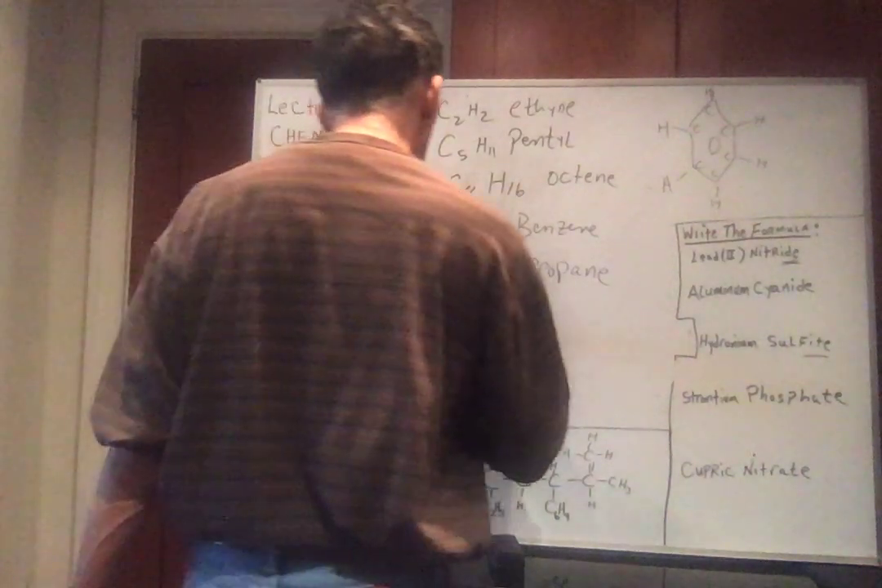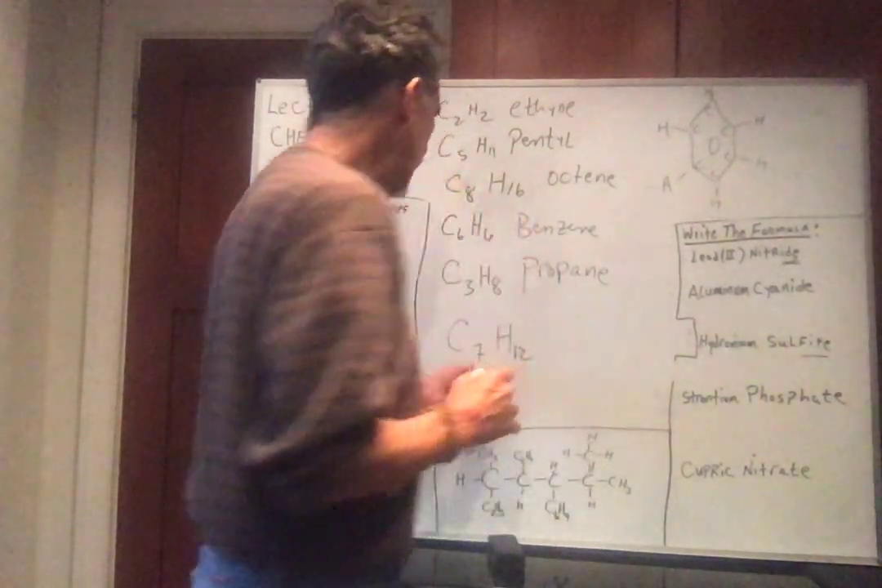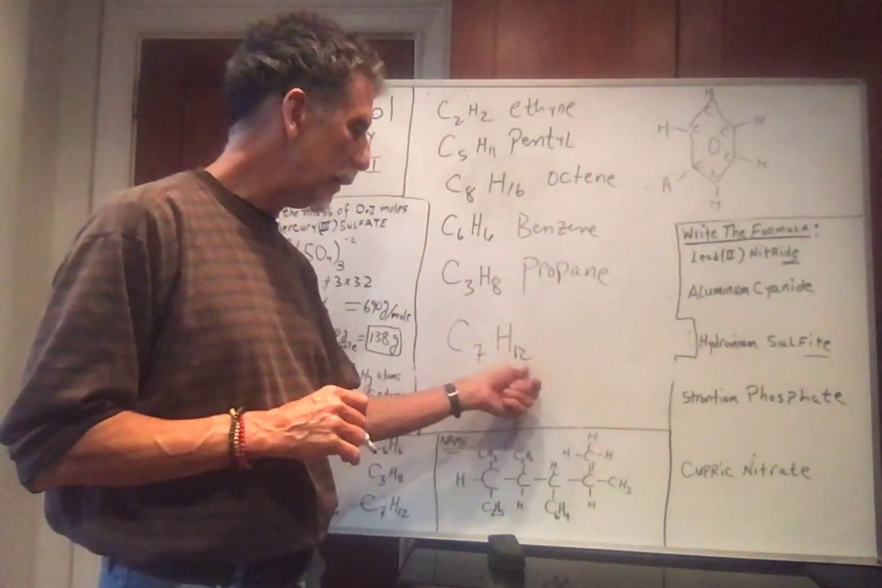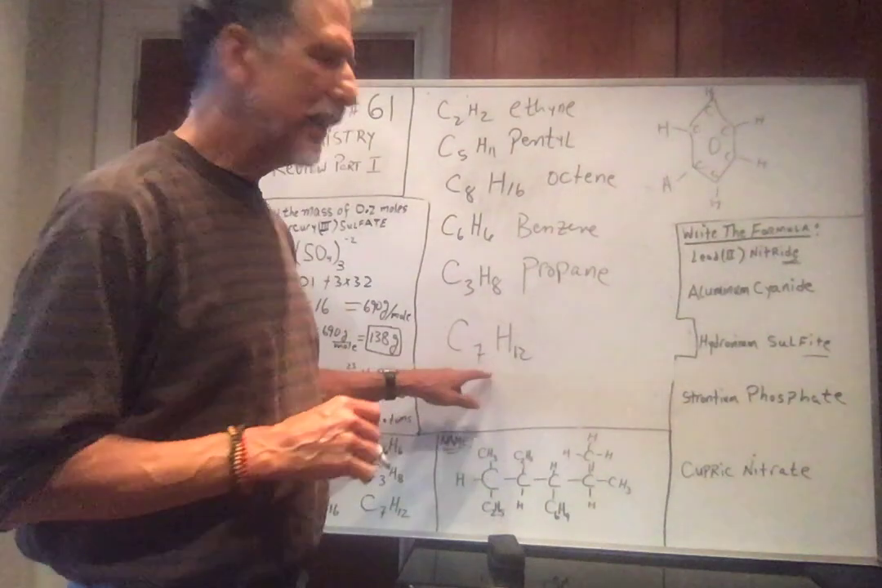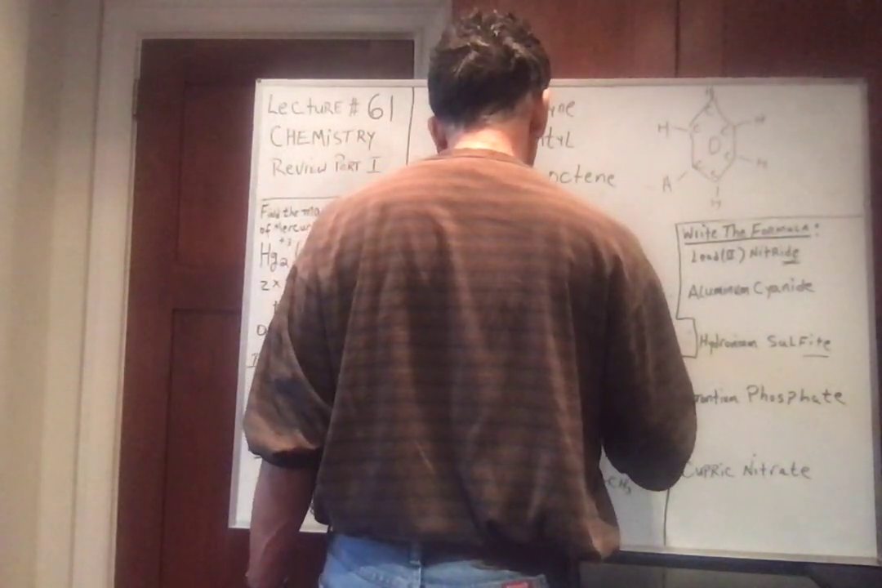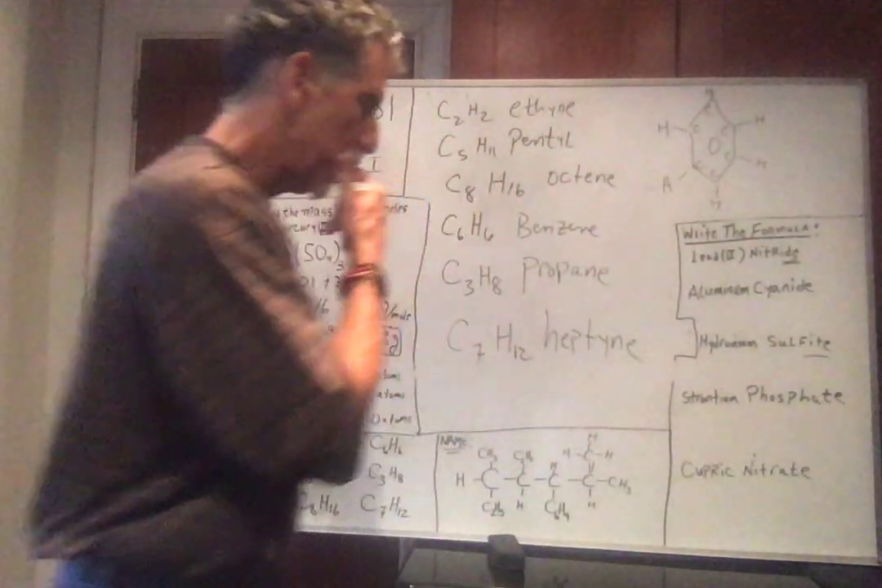And finally, I wrote C7H12. N is 7. 2 times 7 is 14. Minus 2. 2N minus 2 is an ine. 7 is hept. So this should be heptine. Okay?